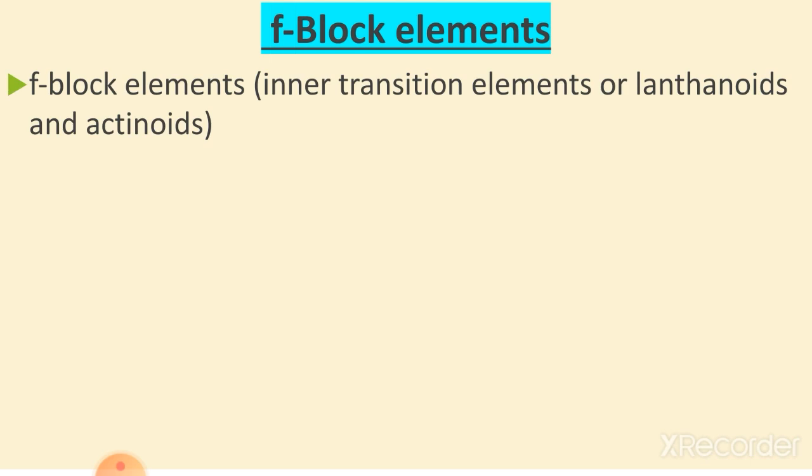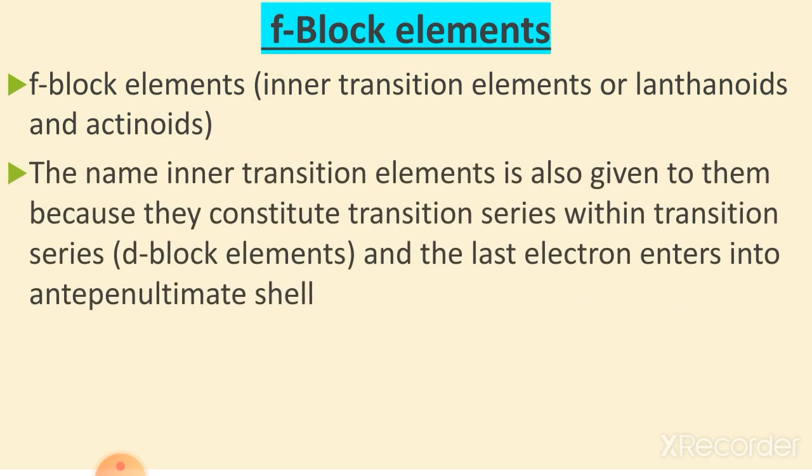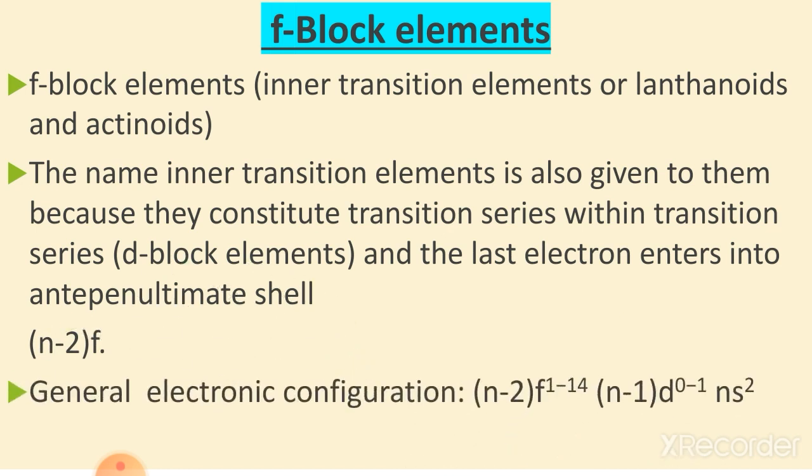Now students, some more points you have to note down about these block elements. The name inner transition elements is also given to them because they constitute a transition series within the transition series, that is the d block elements, and the last electron enters the antepenultimate shell, that is (n-2)f. Both lanthanoids and actinoids are collectively called f block elements because the last electron in them enters the f orbitals of the antepenultimate shell, that is, inner to the penultimate shell.